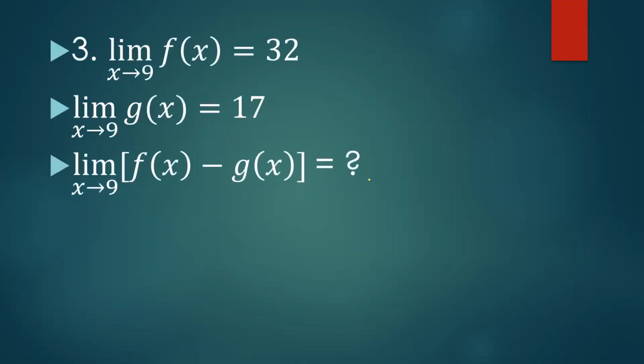Now what about number 3? We're given the limit of f of x as x approaches 9 equal to 32. The limit of g of x is equal to 17. What is the limit of the difference of f of x minus g of x as x approaches 9?